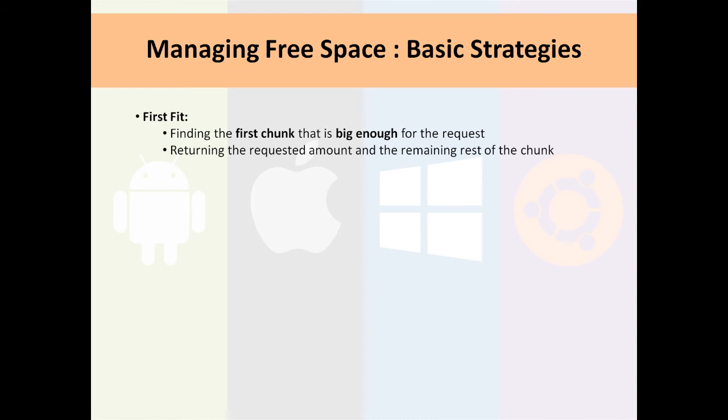First fit: finding the first chunk that is big enough for the request. So as you are iterating through your free list, as soon as you find a chunk that is big enough to fulfill the demand, you place the memory in that location, as well as returning the requested amount, and, sorry, to repeat myself, the remaining rest of that chunk.